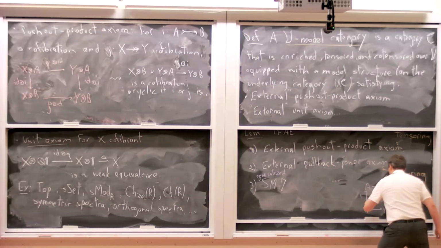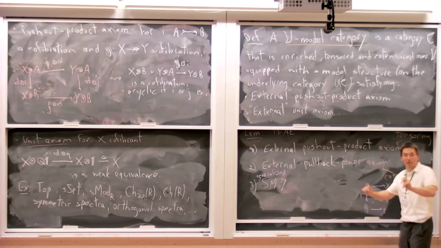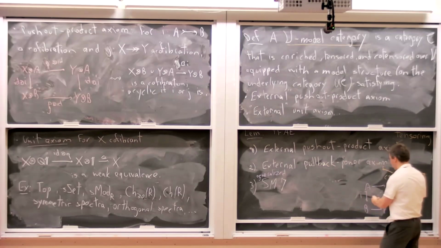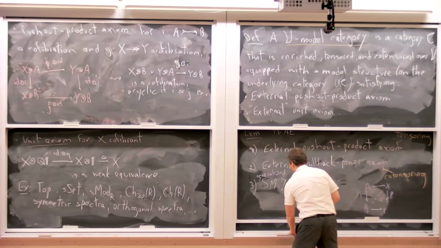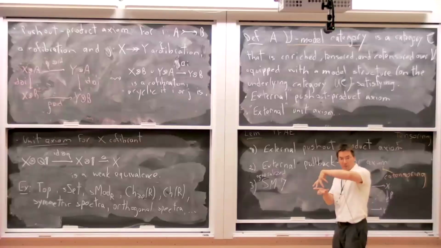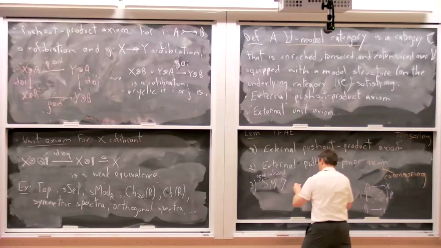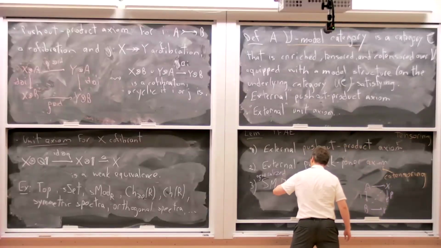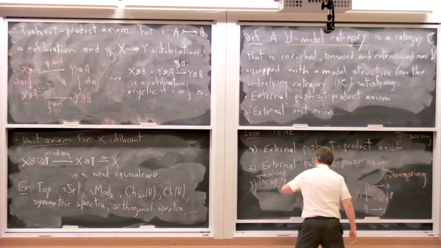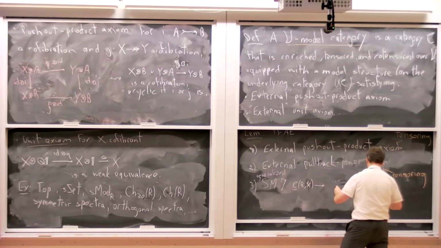Then you're looking for a lift. And in a just plain model category, you can find a lift if either side is acyclic. And SM7 jazzes that up to a space of lifting problems and the space of lifts. In other words, the space of all possible lifts lives over the space of lifting problems.